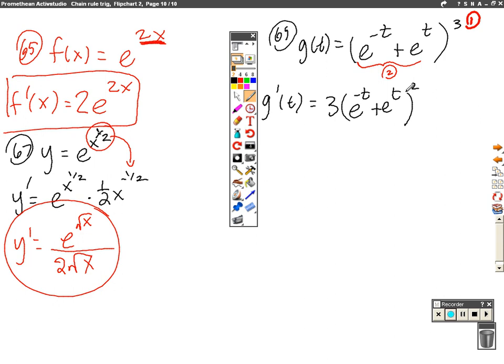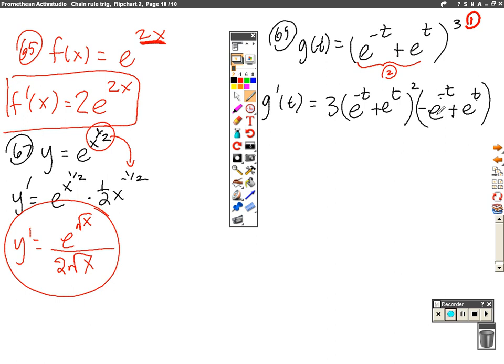Now notice when you find the derivative of the inside, remember we talked about the derivative of e to a power is e raised to that power times the derivative of the power. And the derivative of negative t is negative 1. The derivative of e to the t, that's our favorite function of all. We get e to the t. Nothing can combine. These guys are not like terms, because this is negative t, this is positive t. There's nothing else that you can do but leave it alone and put it in the blank.